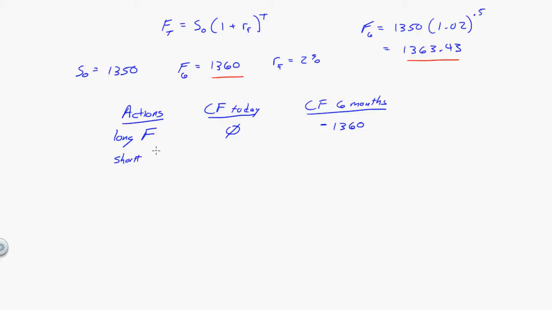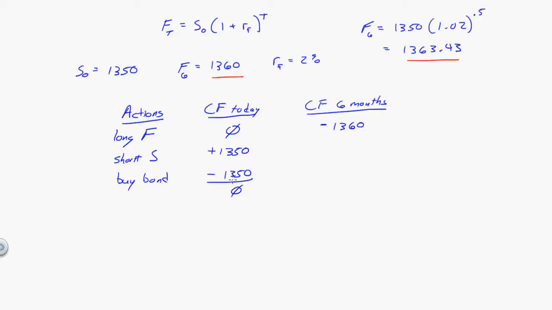If I short the spot, that means I borrow an ounce of gold and I sell it. I get $1,350. And if I borrow that ounce of gold and get my $1,350, I'm going to buy a U.S. Treasury bond. I'm going to buy that bond that's risk-free, or Treasury note, whatever. Pay $1,350 for it. The cash flow today is 0.